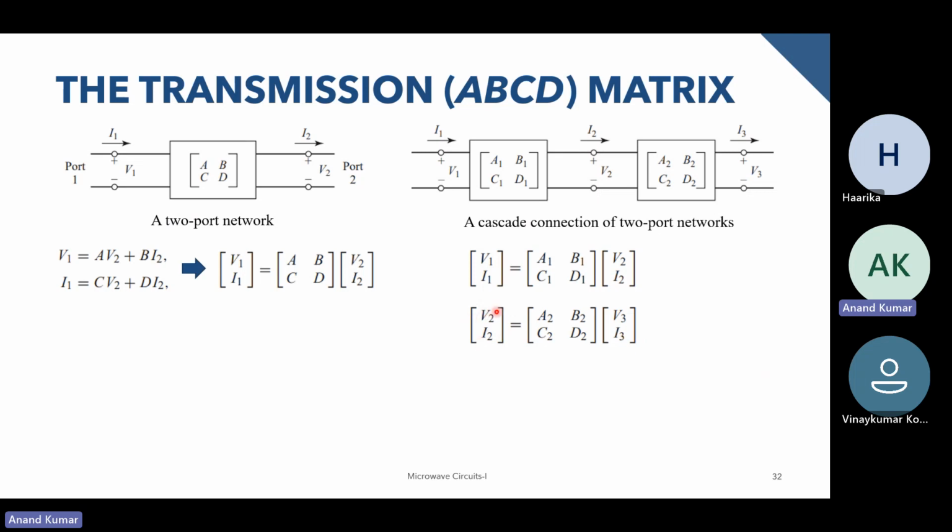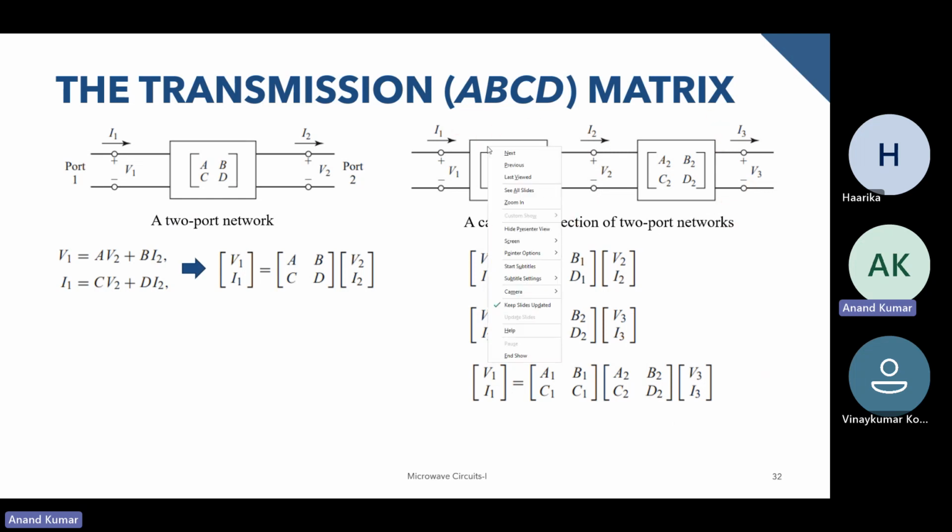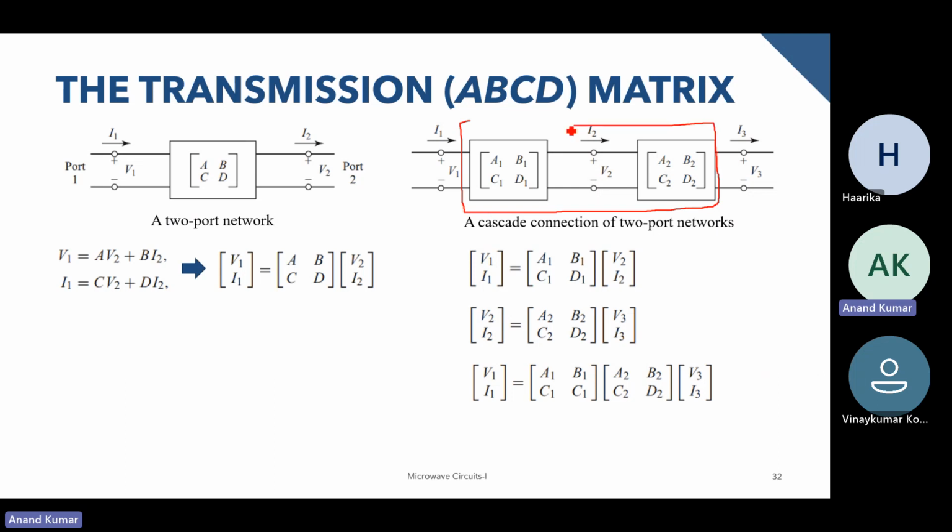Now, what we can simply do is substitute V2 I2 from here over here. So we get this final relationship between V1 I1 and V3 I3, and we can simply multiply these two matrices. After multiplication we'll get, for example, a matrix A3 B3 C3 D3, and that particular matrix is essentially the transmission matrix, or the ABCD matrix, for this entire network. So we can consider this entire thing as one system with one network, and the ABCD parameters will be given by the product of these matrices.